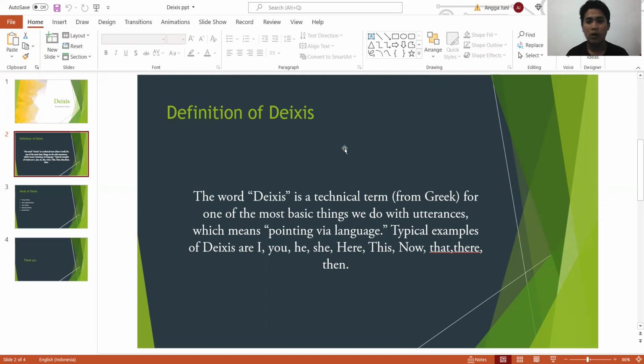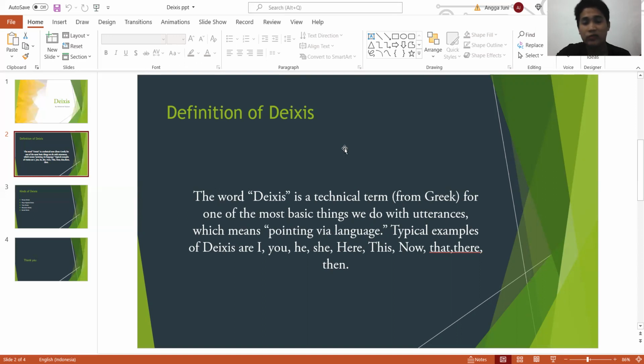And here, what we learn is that Deixis is the name of that kind of pointing in a language. So that's why Deixis means pointing via language. There are some examples of Deixis itself: I, you, they, we, she, it, here, there, this, that, these, now, later, then, and etc. So that's the definition of Deixis.